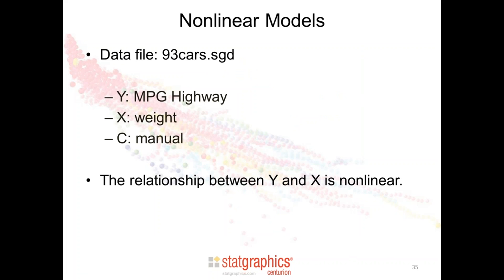If you've listened to my webinars before, you know that I've talked a lot about a file called 93 cars. 93 cars is a data file containing information on 93 different makes and models of automobiles. I'm going to show you how I would fit a model relating miles per gallon in highway driving to the weight of the automobile, taking into account whether or not that car has manual transmission.